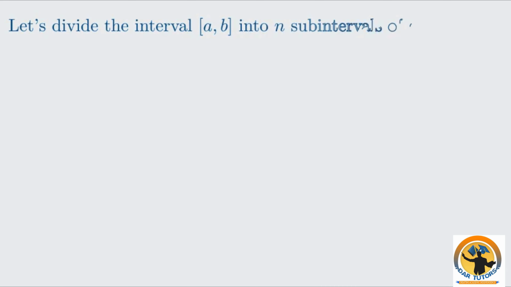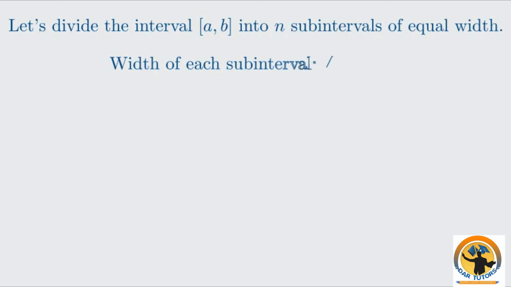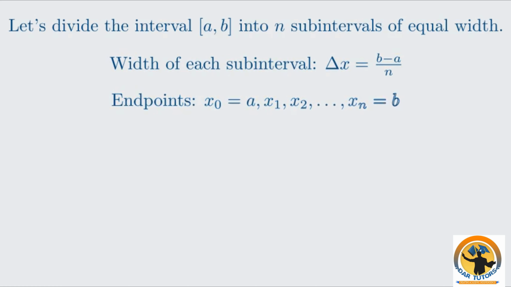Let's formalize this idea. Suppose we divide the interval from a to b into n subintervals of equal width. The width of each subinterval, which we'll call delta x, is given by b minus a, all divided by n. We can label the endpoints of these subintervals as x sub 0, x sub 1, and so on, up to x sub n. Here, x sub 0 is a, and x sub n is b.